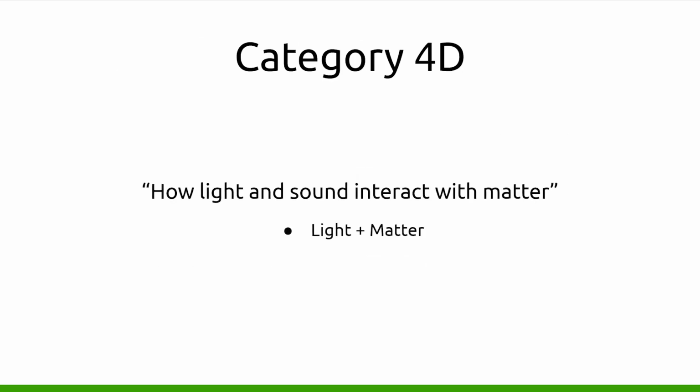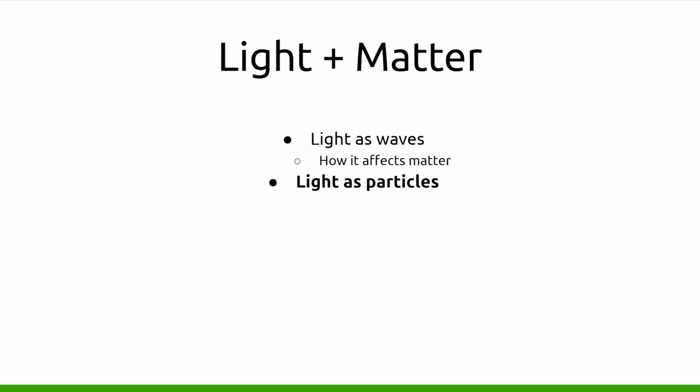Then 4D is talking about light and sound interacting with matter. So we've got light with matter and we've also got sound with matter. If we're talking light with matter, I think about light as a wave. And so how that wave is going to impact matter, but also light is a particle, and particle is literally a piece of matter. So how does that affect other types of matter? What is its role as matter in and of itself?